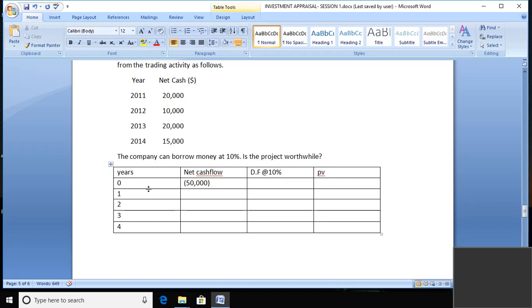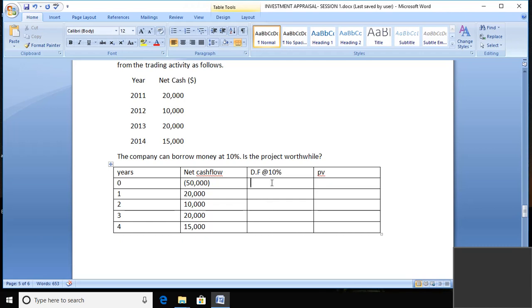Then in year 1, which is 2011, there will be a cash inflow of $20,000. In year 2, which is 2012, there will be a cash inflow of $10,000. In year 3, 2013, there will be a cash inflow of $20,000. In year 4, which is 2014, there will be $15,000 cash inflows. Where do I get these values? These are the cash flows that are given in the question.